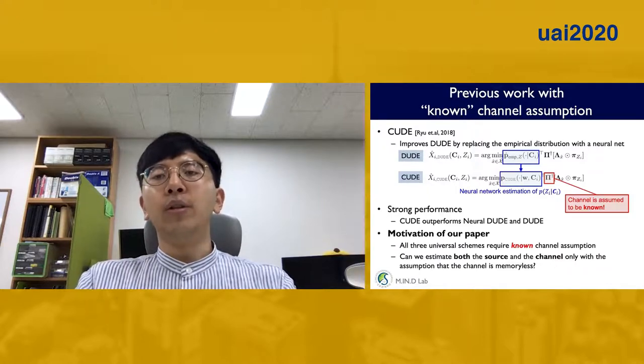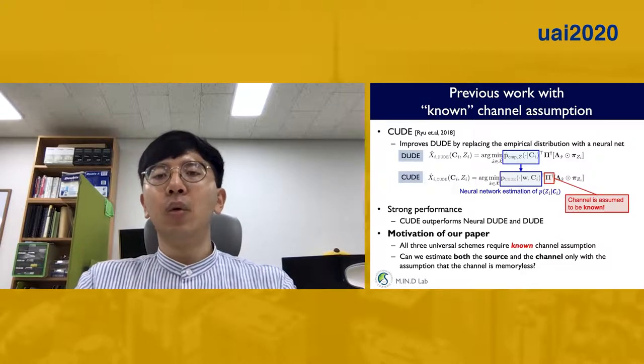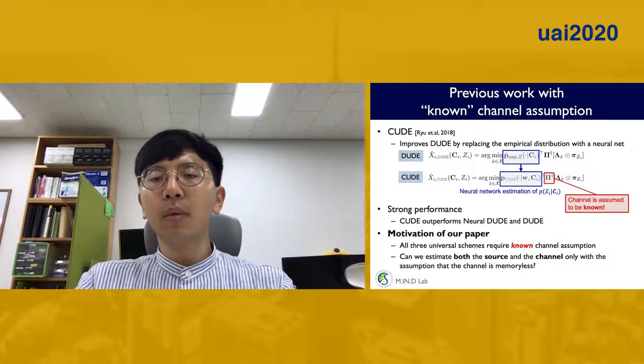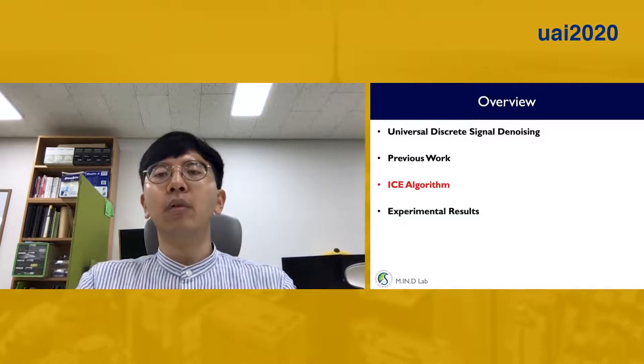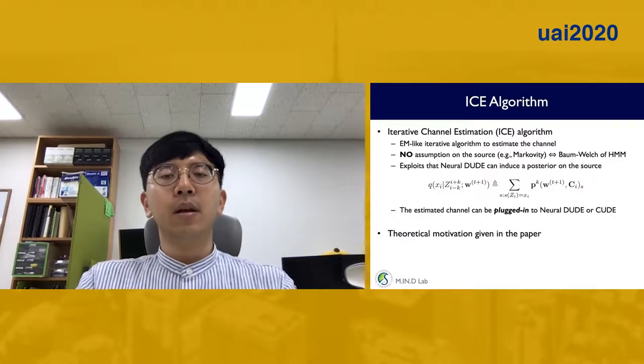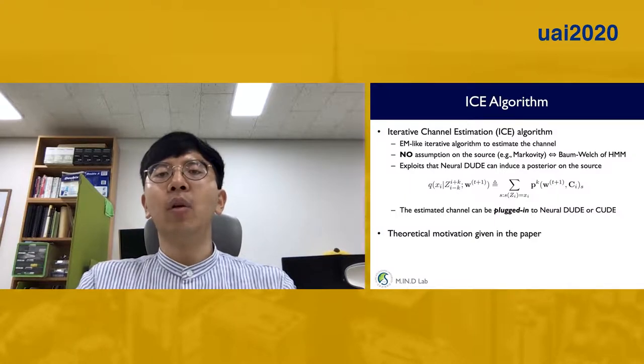Here are the motivations of our paper. All three universal schemes require the known channel assumption. However, in real-world applications, knowing the exact channel is very hard. Therefore, can we estimate both the source and the channel only with the assumption that the channel is memoryless? To address this issue, we propose a novel algorithm, ICE. The proposed algorithm is iterative channel estimation, which is called ICE. It is an EM-like iterative algorithm to estimate the channel, and unlike Baum-Welch of the hidden Markov model, there is no assumption on the source distribution.